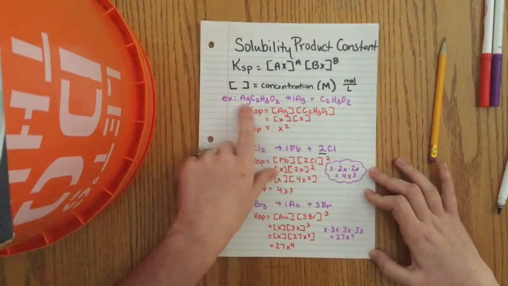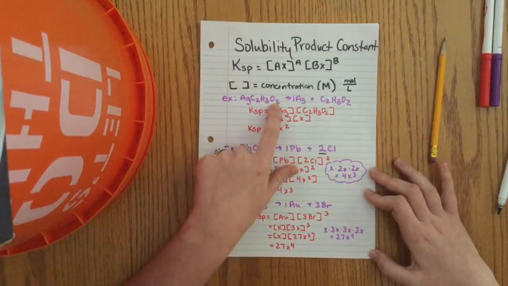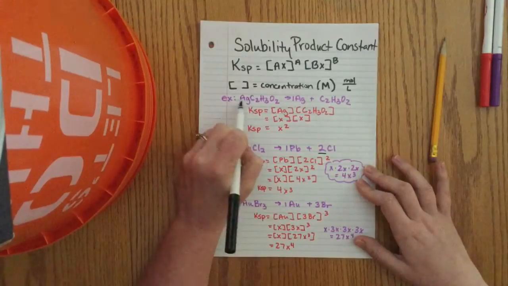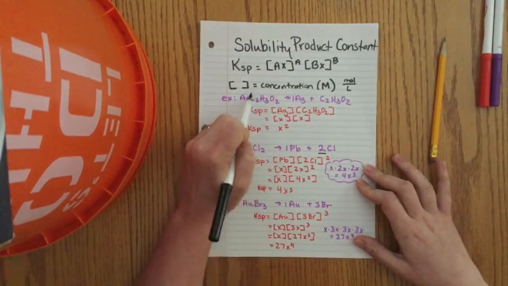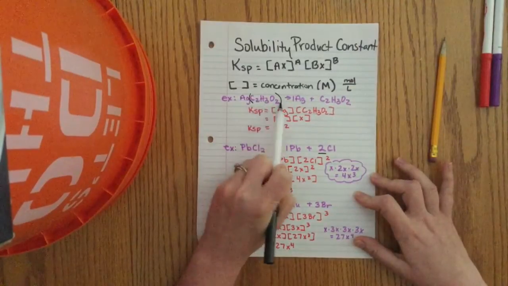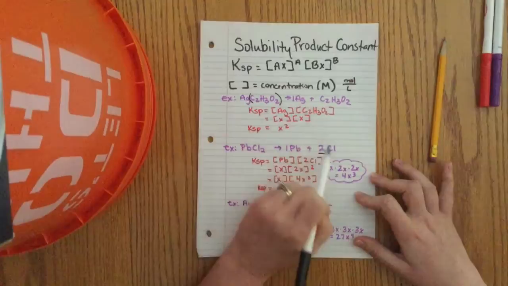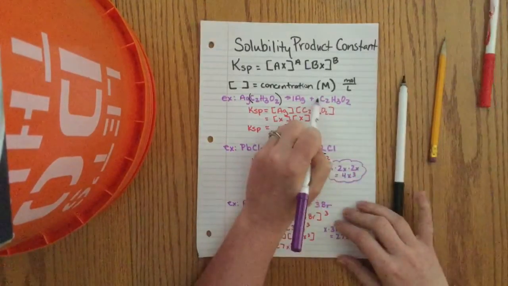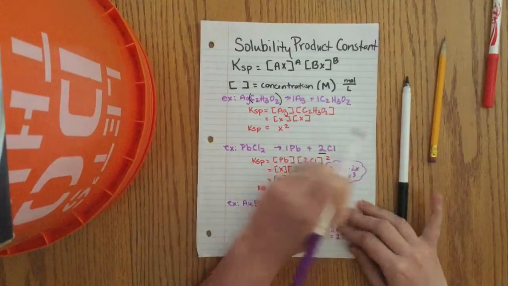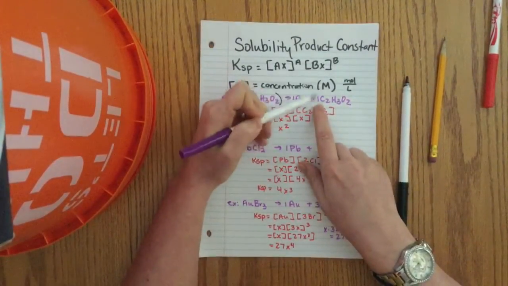So here's our first example. Our first example is silver acetate, AgC2H3O2. One of the things that we have to know first is we have to look at it and say, okay, well, Ag is the metal. C2H3O2 is actually a polyatomic ion. It's on the back of our periodic table. And so we know that that is set as one compound. So when we break that up, we're going to get one Ag and one C2H3O2. So my A is going to be 1, and my B is going to be 1.